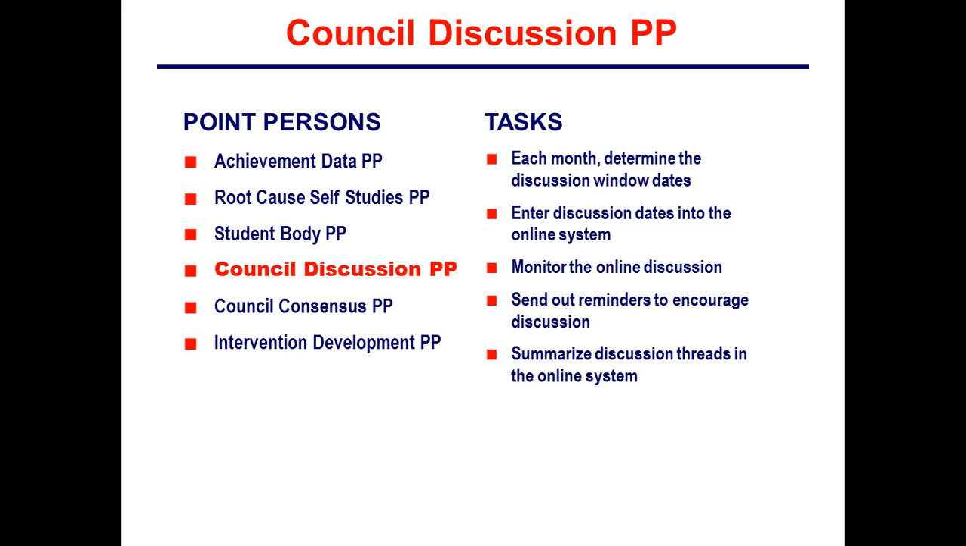Okay, the next point person is the council discussion point person. Remember, all of the discussions are online. So each month, this person would determine when the discussion window is going to be. And then at the beginning of the discussion window, they would push a button and everybody in the council will automatically get an email saying, okay, discussion's open, go here to see the prompt and the materials, and then enter your comments into the discussion feed. And then they'll also determine when that discussion window is going to close.